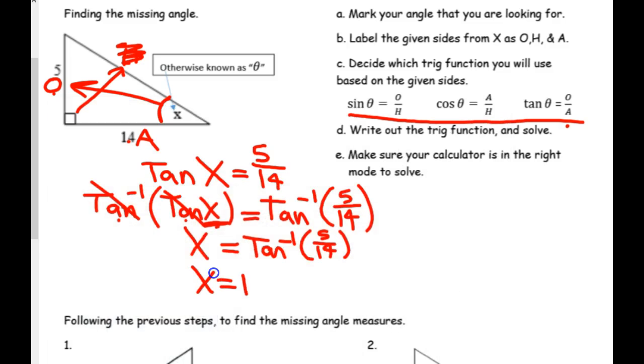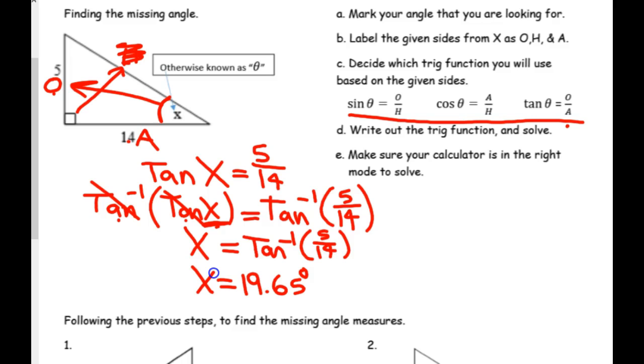Now again, X was a missing what? Angle, so make sure we label our units of measure. It's in degrees. It's not inches, meters, crayons, fingers, nothing. Okay, it's degrees. Now, that's how you find a missing angle.